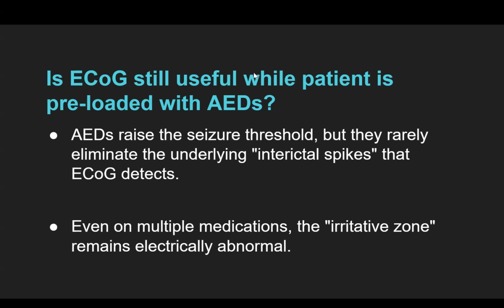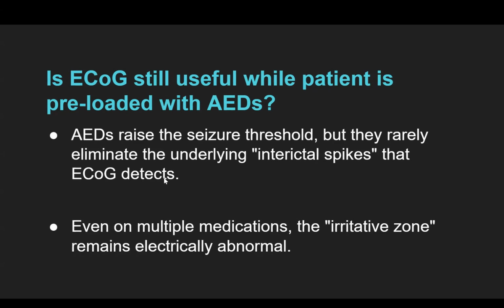So, ECoG is used to mark out the epileptogenic regions on the cortex. And how different is it from the EEG? EEG is not as accurate. ECoG is very accurate, down to 1 mm accuracy. And the question was that if the patient is preloaded with anti-epileptic drugs or whatever agents we are using, is ECoG still useful? AEDs raise the seizure threshold, yes, but they rarely eliminate the underlying interictal spikes that ECoG detects.